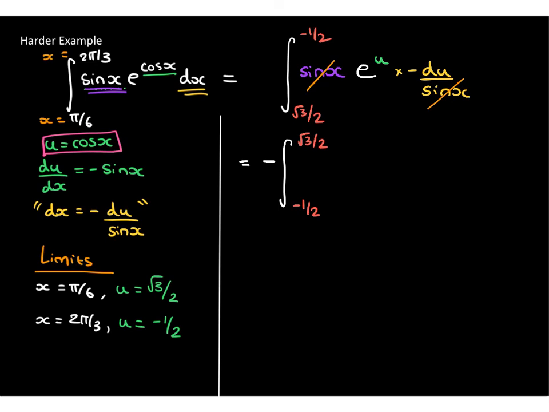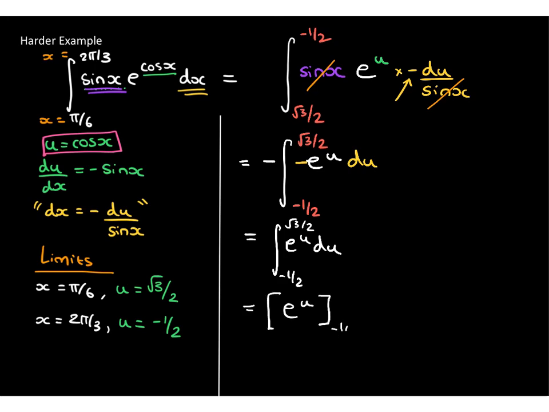So what else do we then have left? We have e to the u, we have another negative, which is here, like that. So overall, the integral simply becomes the integral of e to the u with respect to u between these two limits. So integrating, we get e to the u. We don't need a constant because this is a definite integral, and all we then need to do is substitute in the limits and subtract.